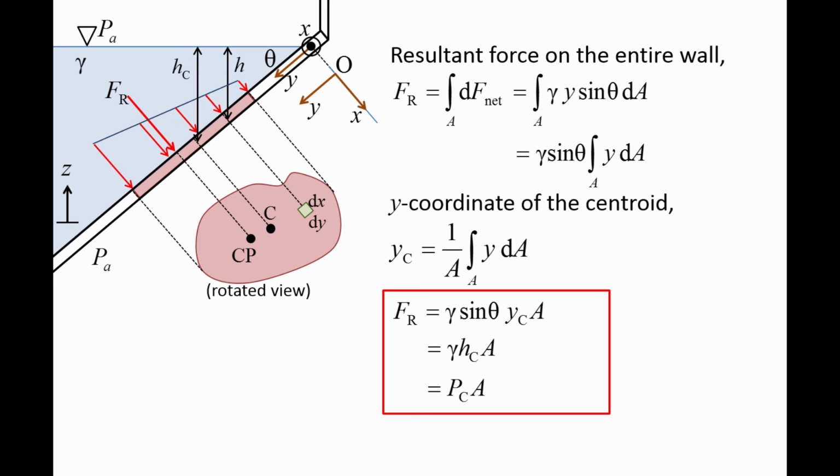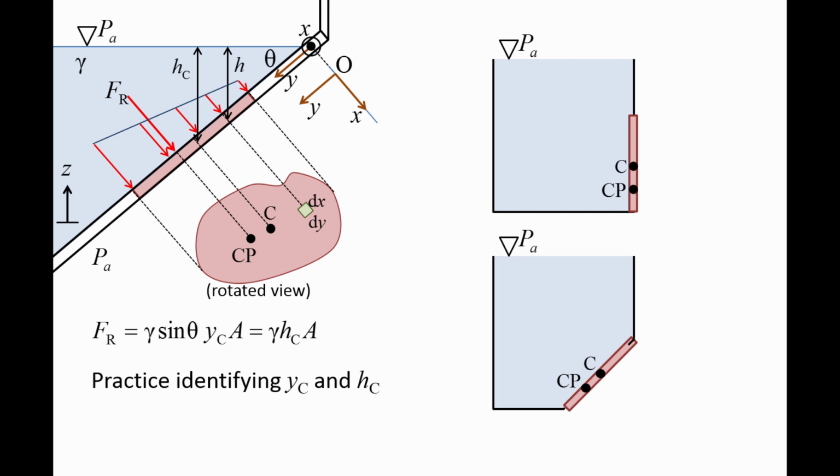These equations are valid for any flat surface in which the free surface of the liquid and the side of the tank are both exposed to the same pressure. In this case, they're both exposed to the atmospheric pressure. We are free to use either yc or hc to find the resultant force, and it's important to understand the difference between the two quantities. hc is the vertical distance from the free surface to the centroid, and yc is the distance from the free surface to the centroid as measured along the orientation of the wall.